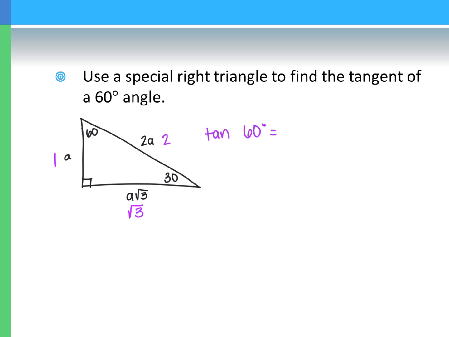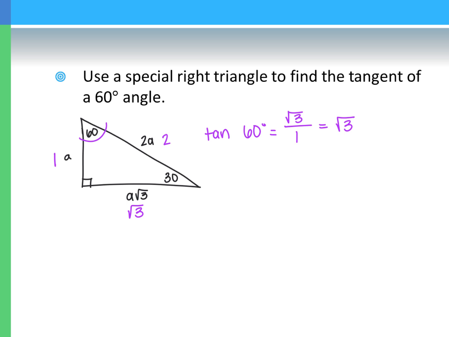So if they want me to solve for tan 60, what's opposite of 60? Radical 3. And what's adjacent to 60? 1. So what would my answer be for this? It's just the square root of 3. So tan 60 equals the square root of 3.